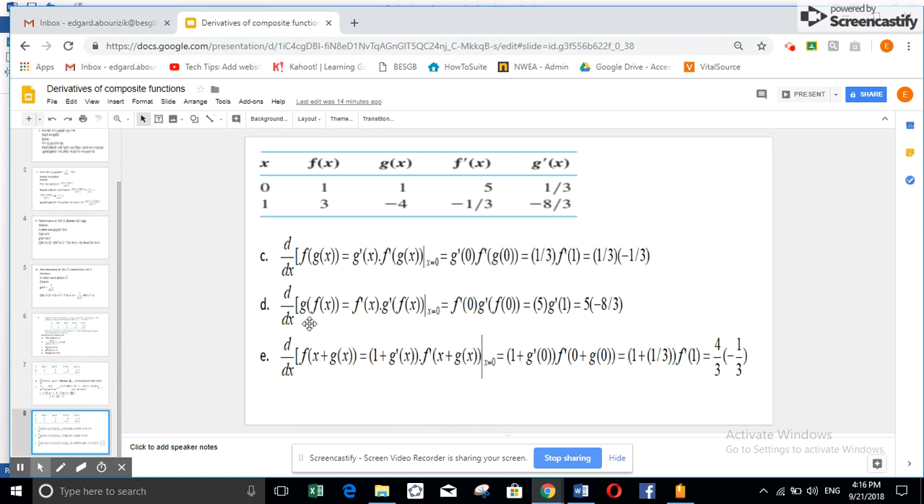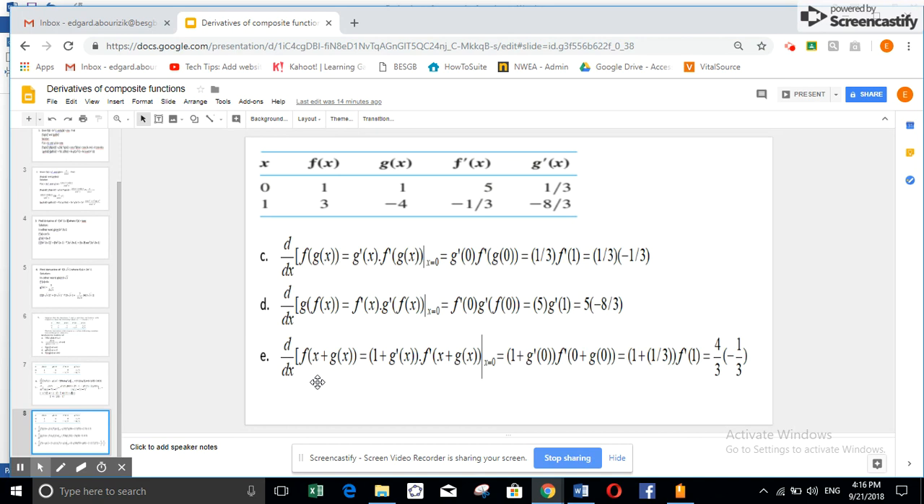Coming to the same but inverse composite, just the opposite, g(f(x)). As we said, it's f prime times g prime of f(x). They want it at x is 0. So f prime of 0 times g prime of f(0). f prime of 0, guys, is 5. g prime of f(0). f(0) is 1. So I do g prime of 1. It's minus 8 over 3.